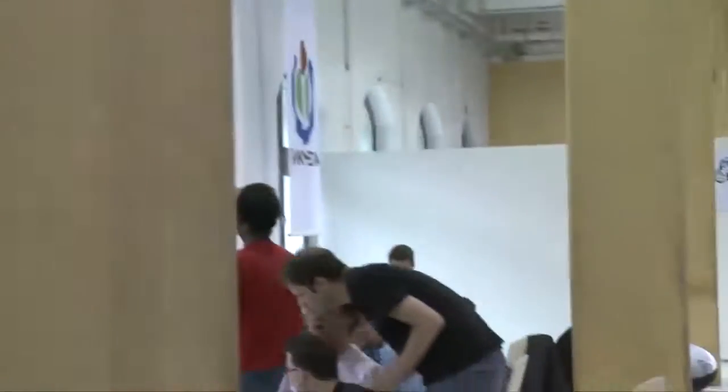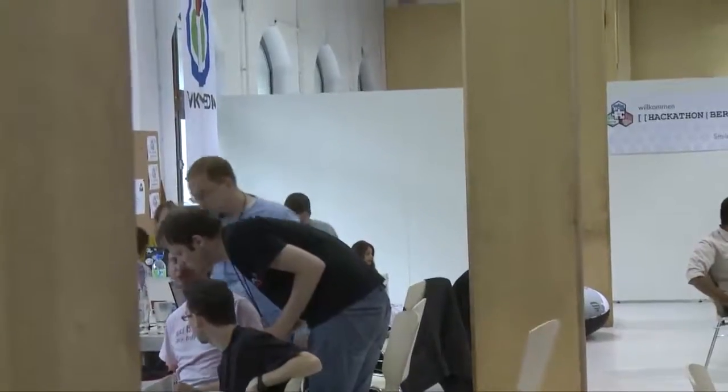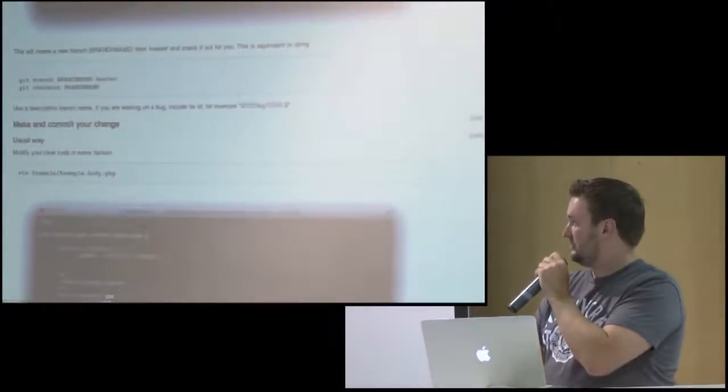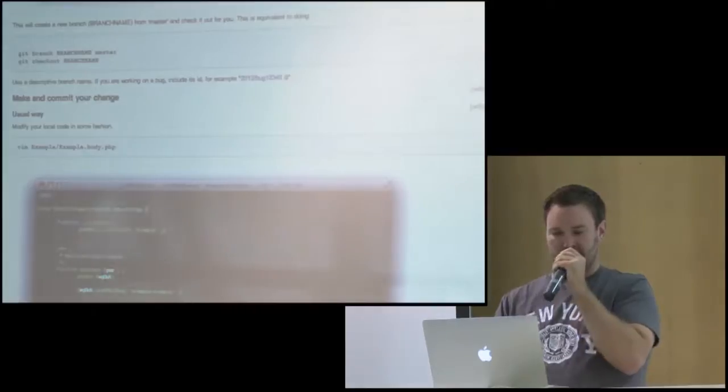All right. So when we did the command earlier with git checkout dash b and the branch name and master, that is equivalent to doing git branch with that branch name and master, and then git checkout that branch name. It just does that all in one step. Once we have that branch created, we're going to want to work on some code. Whatever code editor you use, open up the example.body.php file. You can see on the screenshot here I'm opening this file in Vim.